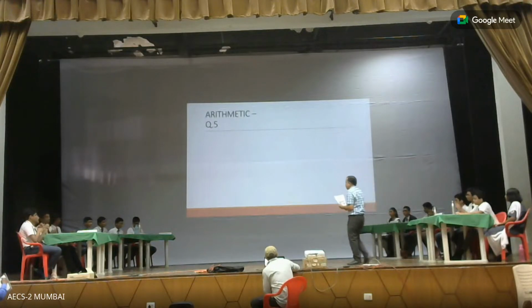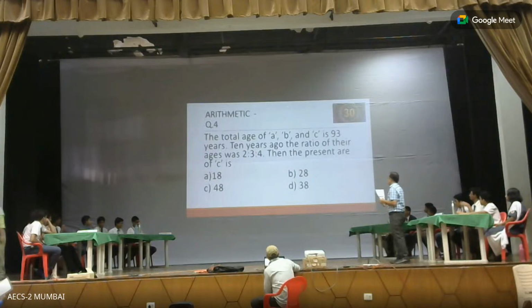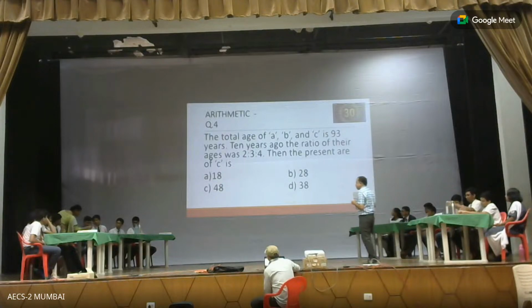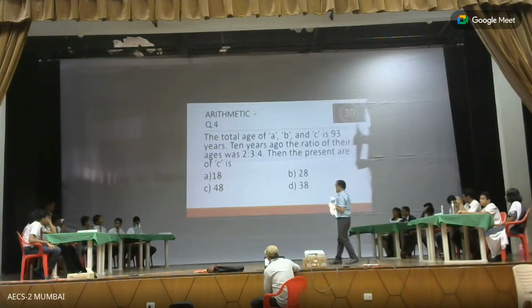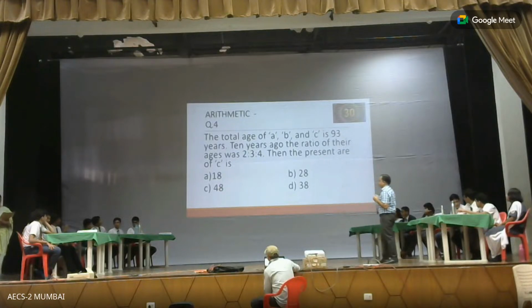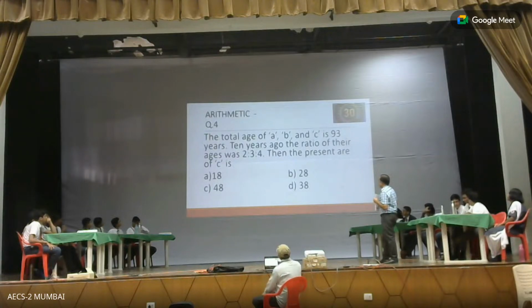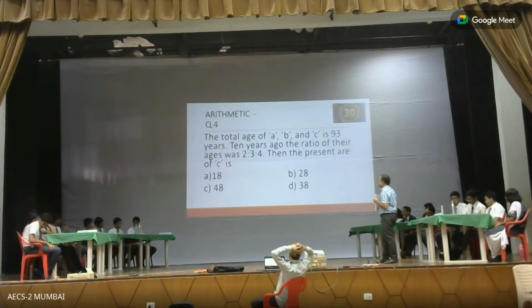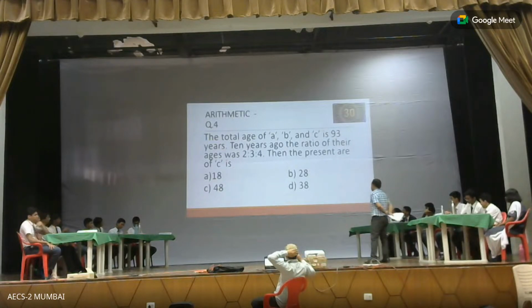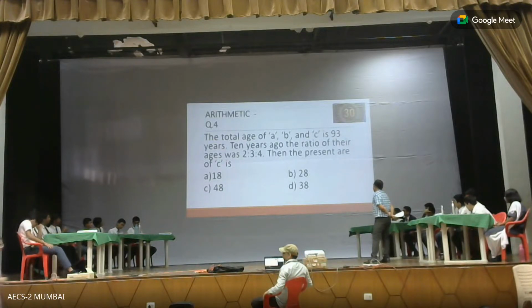Can you also please throw some light on how you got it? We need to know that, and is there any alternate method which is not there in my mind? Siddhant, yes. Sir, so 10 years ago, let the ages be X, Y and Z. So X plus Y plus Z plus 30 is equal to 93. So X plus Y plus Z would be 63.